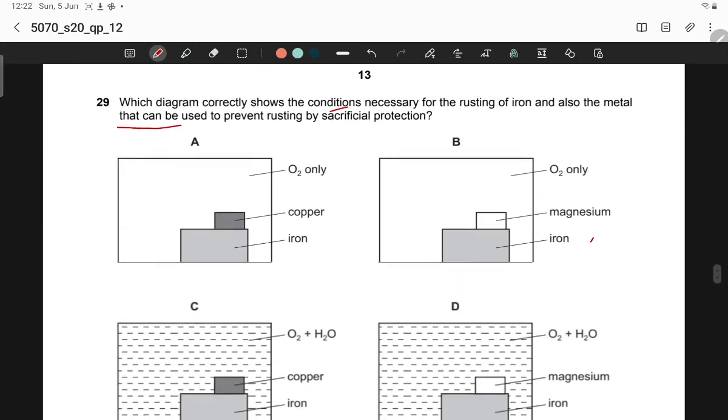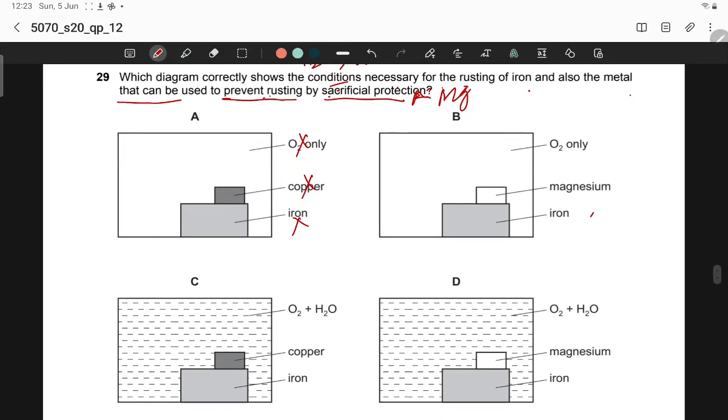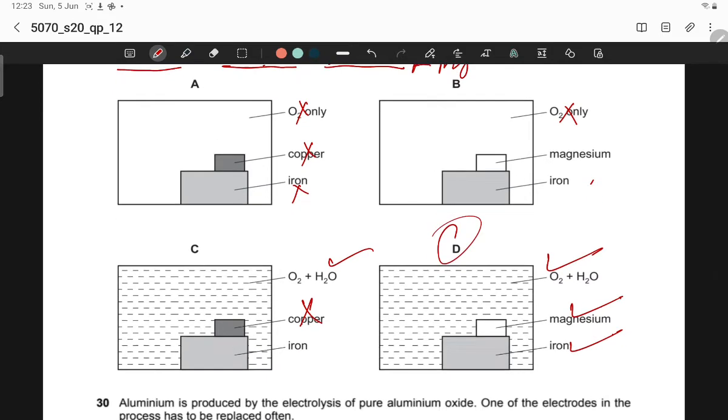Question number 29. Which diagram correctly shows the conditions necessary for the rusting of iron and also the metal that can be used to prevent rusting by sacrificial protection? Magnesium is used for sacrificial protection, and the conditions are water and air. So oxygen only is not correct. Copper is not, oxygen and water, copper is not, magnesium is correct.